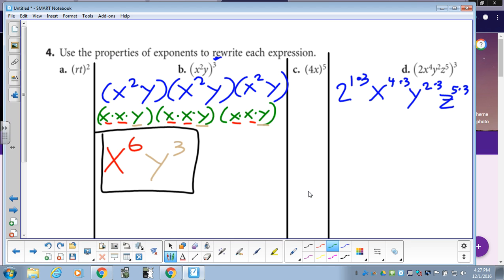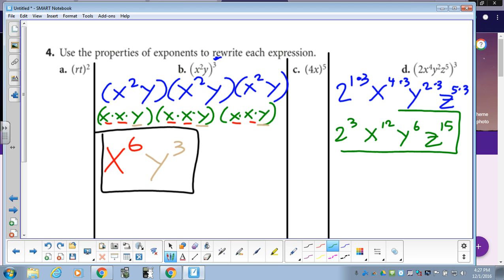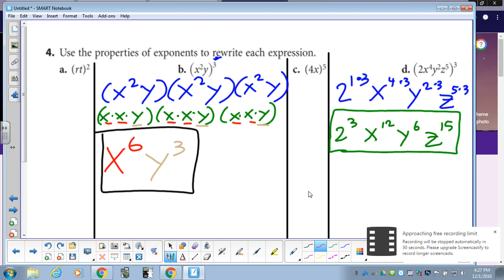Now, of course, we simplify that. 2 to the 3rd power, x to the 12th power, y to the 6th power, z to the 15th power. Now this is perfectly acceptable. That could be our answer. Now some people might want to take it a step further. What's 2 times 2 times 2? 8, x to the 12th, y to the 6th, z to the 15th.